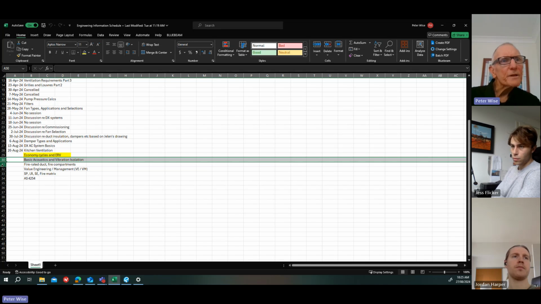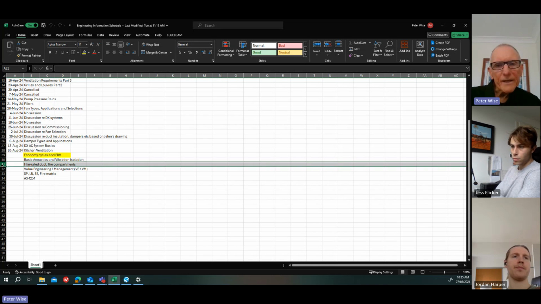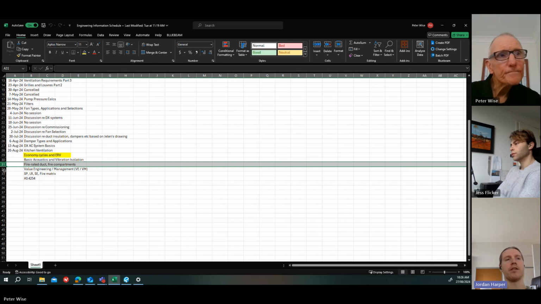Then I've put down here fire rated duct. Again, this is something that you may need to know a bit about and where you have to use it. I'm sure you're familiar with fire compartments by now. Has that come up on any of your jobs? Not for me, because I've not really been doing a lot of engineering stuff.